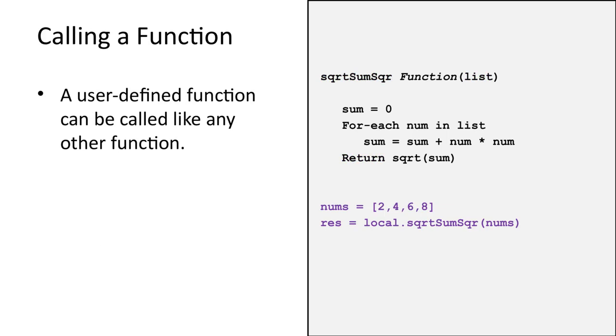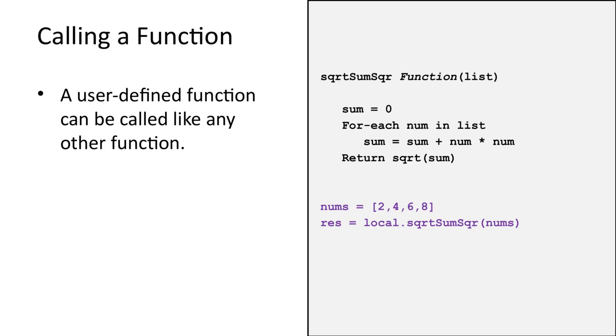Calling a user-defined function is similar to calling any other function. You use the function name followed by a list of arguments. In this case, we add the prefix local to the start of the function name. This is because this is the approach taken in Möbius.